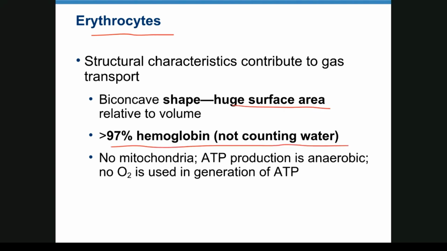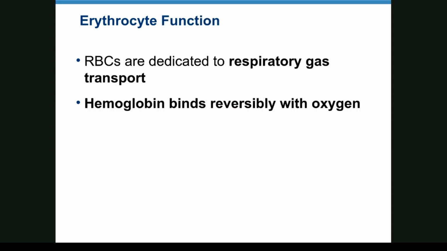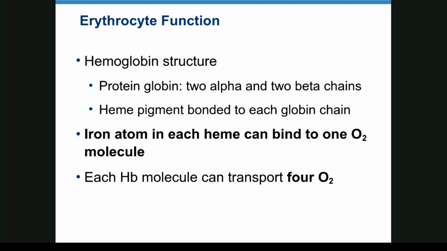No mitochondria. They can't burn their own oxygen to make ATP. If they make any ATP, it has to be anaerobic. Erythrocyte function is to transport respiratory gases. Hemoglobin binds reversibly with oxygen, and its structure is made up of a protein, globin.